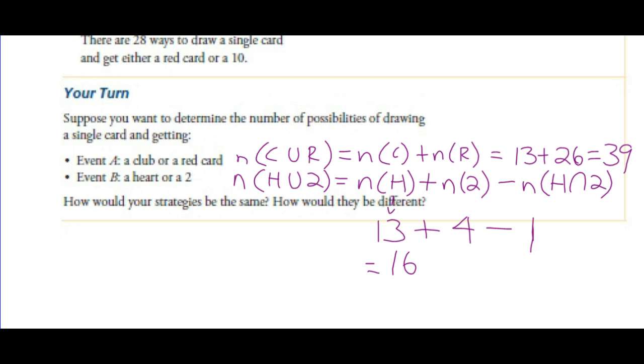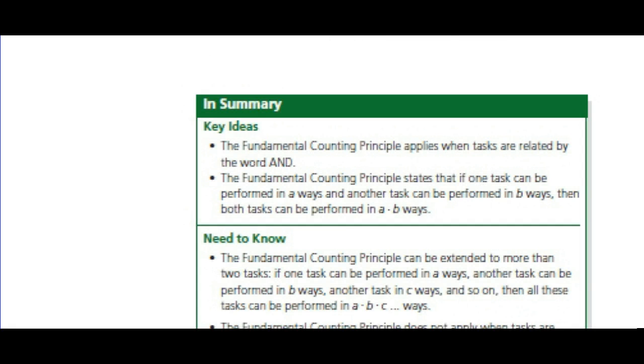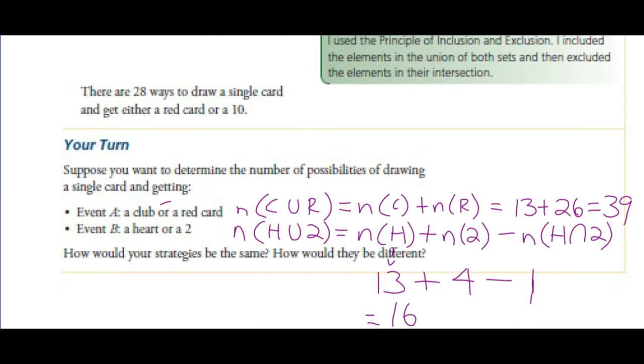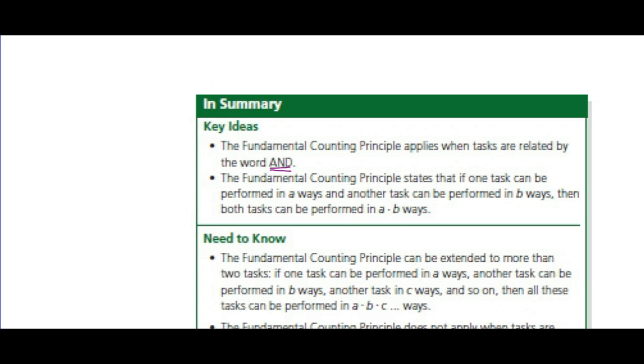They're asking me the probability this happens, which we're not going to do until next unit, or are they asking me how many ways can this happen, right? How many possible outcomes are there? Fundamental counting principle applies when tasks are related by the word and. Okay, and these tasks are related by the word or. So if we're doing ors, we are not using the fundamental counting principle. If we're doing and, then we can use the fundamental counting principle. Fundamental counting principle states that one task can be performed in A ways, another task in B, then both tasks can be performed in A times B.